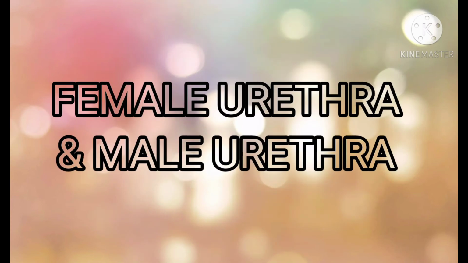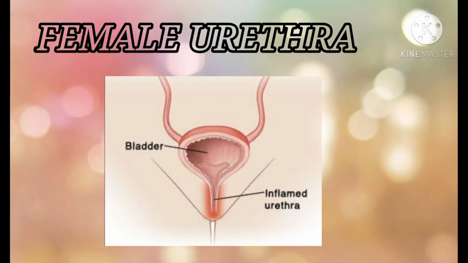Now, the last part that I will discuss is all about the female urethra and male urethra. This is the female urethra. The parts of this are the bladder and the urethra. The female urethra is embedded in the vaginal wall and its opening is situated between the labia. The female urethra is much shorter than that of the male, being only 4 cm or 1.5 inches long. It begins at the bladder neck and opens to the outside just after passing through the urethral sphincter.